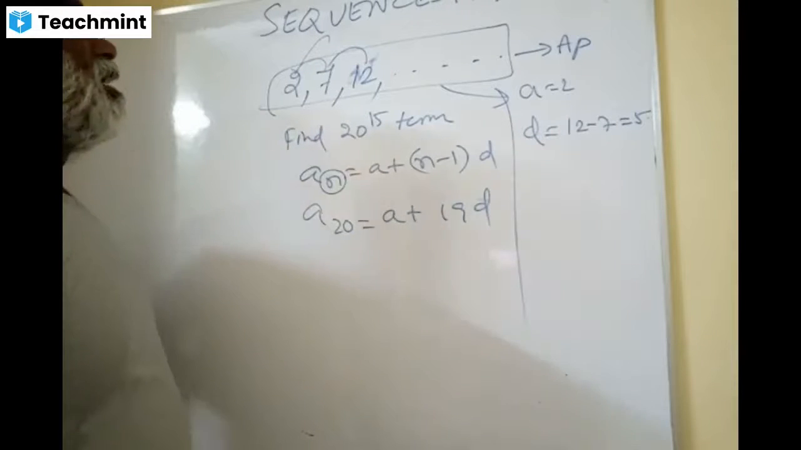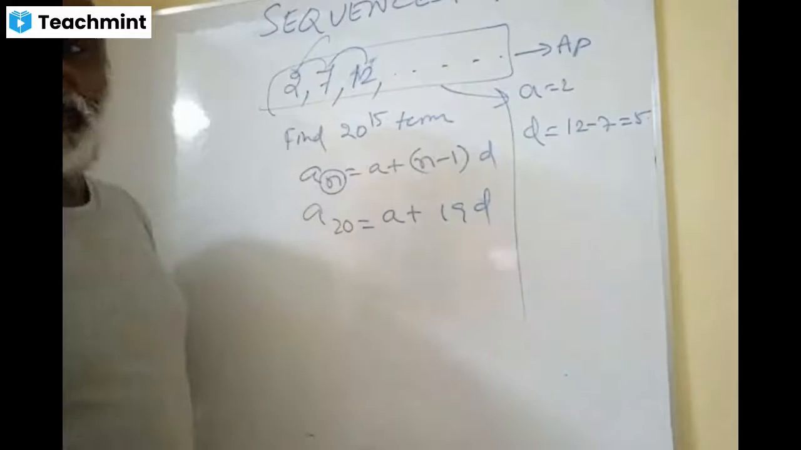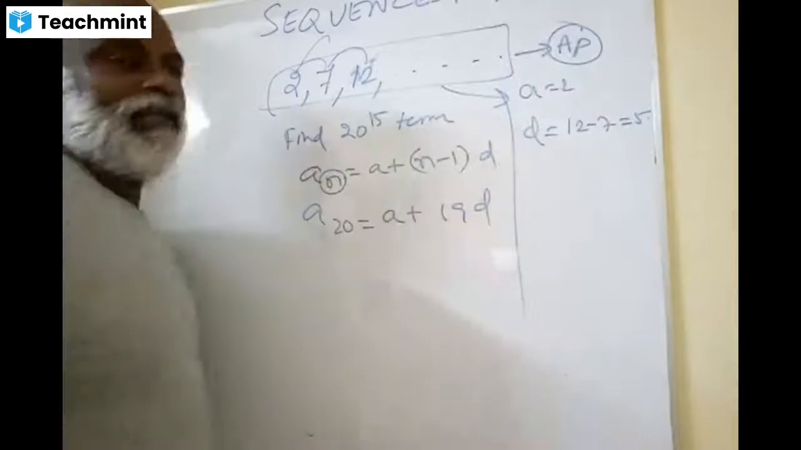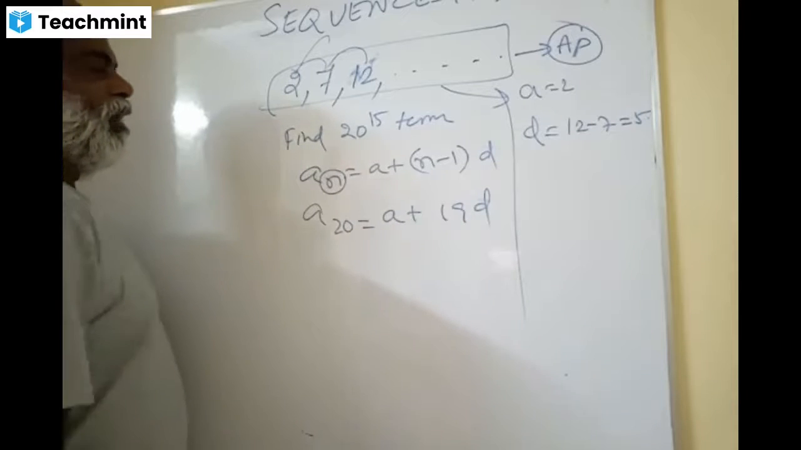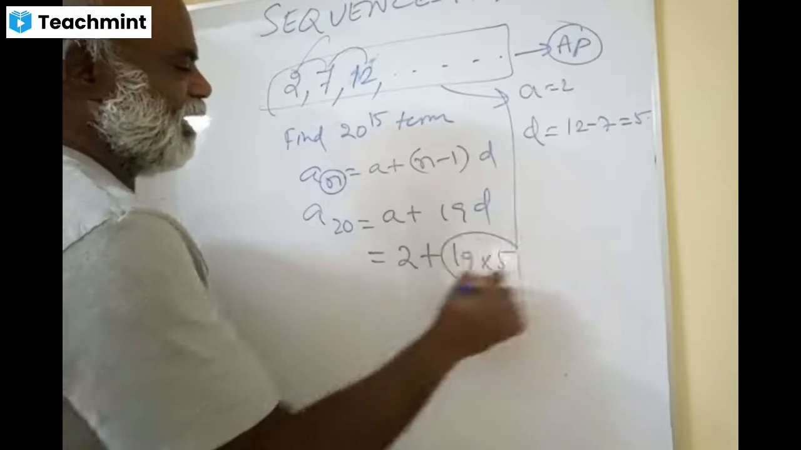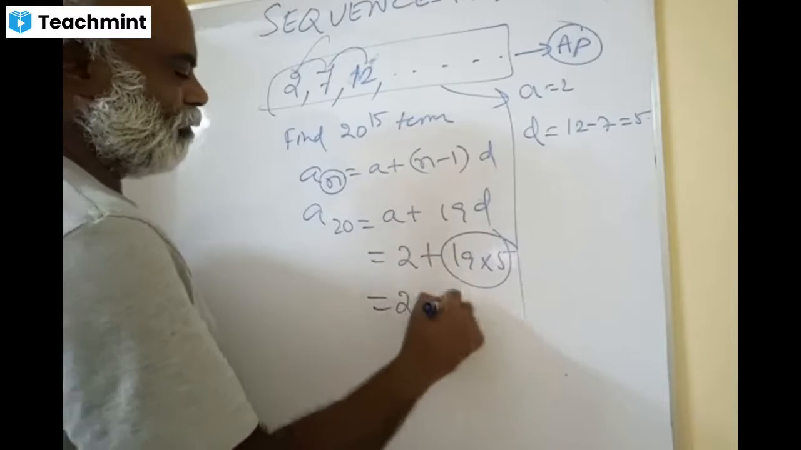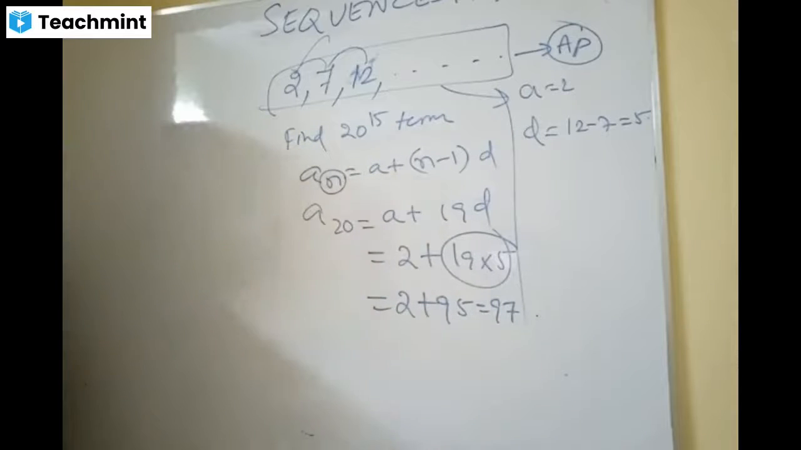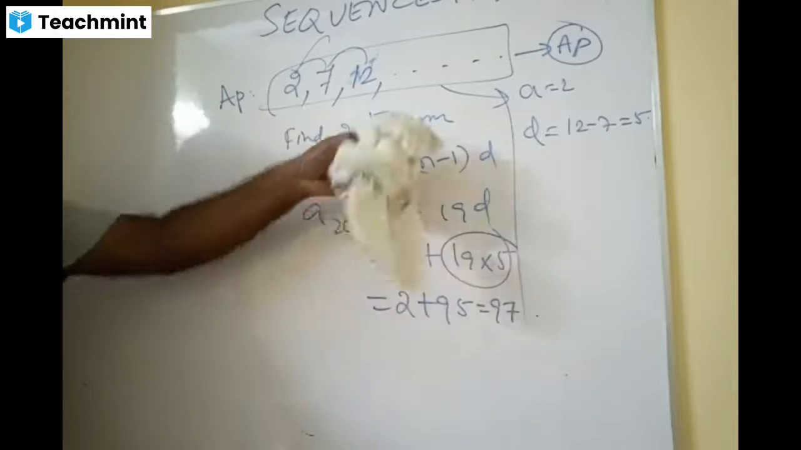Friends, once it has been promised that it is an AP, you can take the difference between any two consecutive terms. Three terms are the minimum bare necessity; once it commits to being an AP, it has to follow the rule. There is no need of writing all the terms of the AP. So a plus 19d, a is 2, and 19 into d is 95. Follow the BODMAS rule: first multiplication, then addition. So the 20th term is 97. Now take this one, another AP, and find the 20th term.